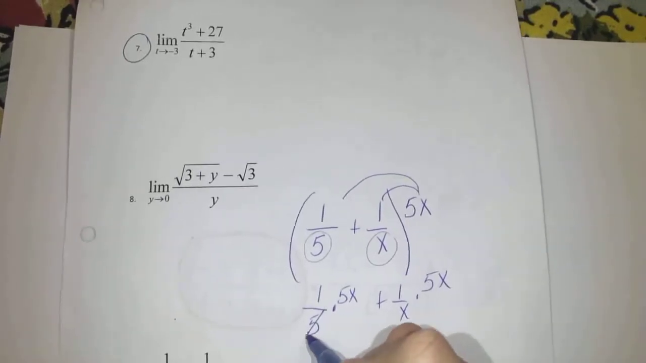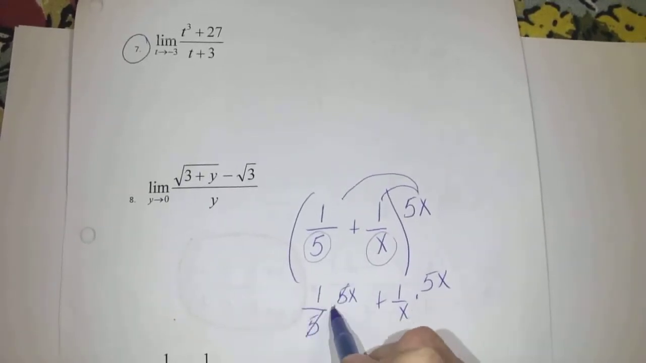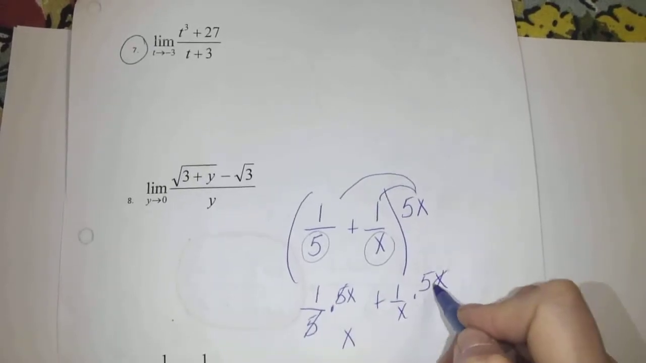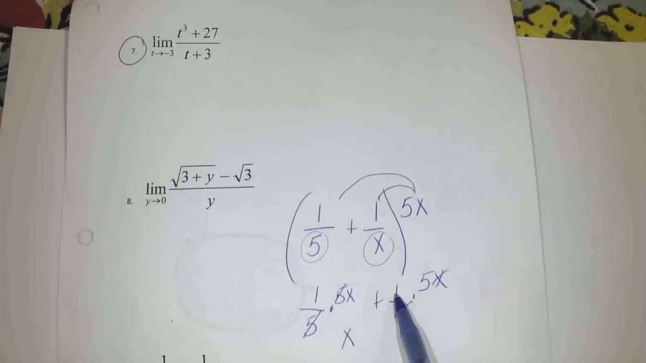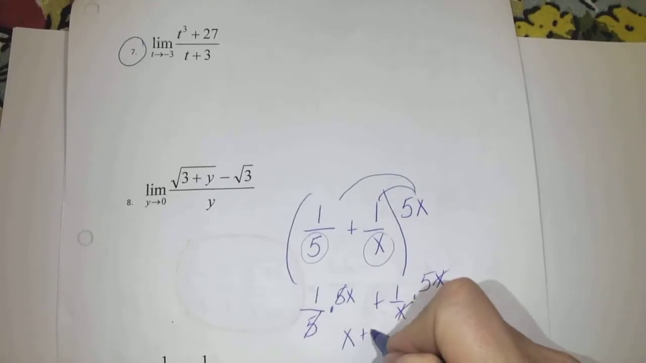You'll notice that the 5's cross out. I'm just left with 1 times x. These x's cross out. I'm just left with 1 times 5, which is 5.